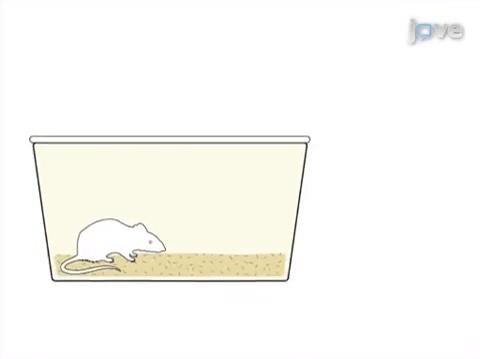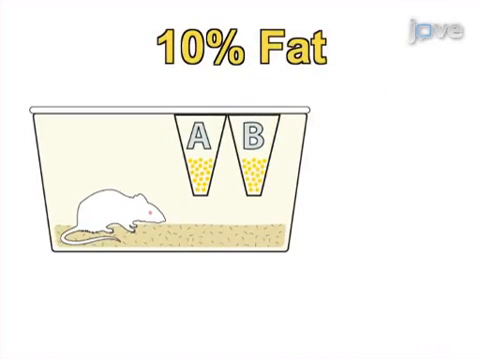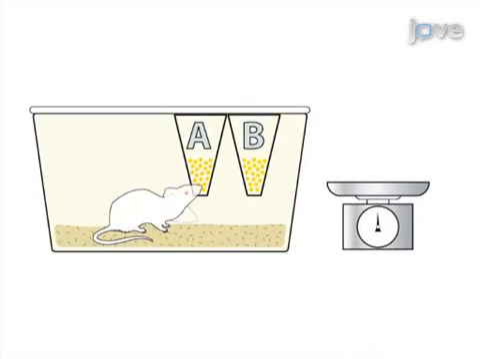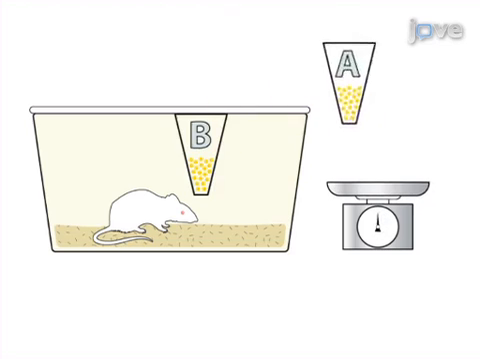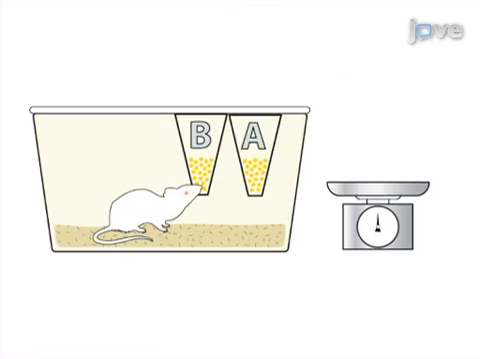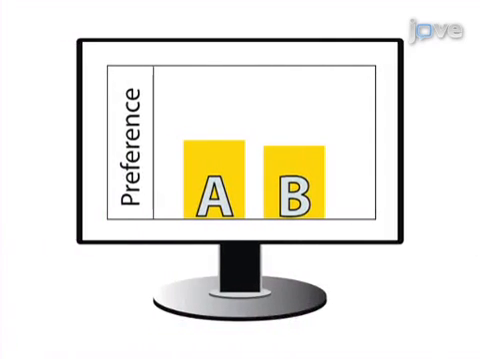This is accomplished by first filling hoppers A and B with 10% fat food and measuring food consumption 24 hours later. The second step is to switch the positions of hoppers A and B and weigh them again the next day to determine the baseline feeding position bias.